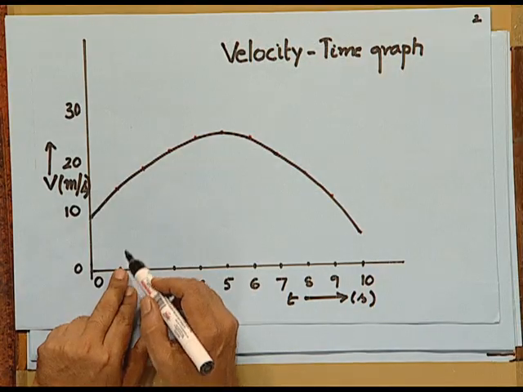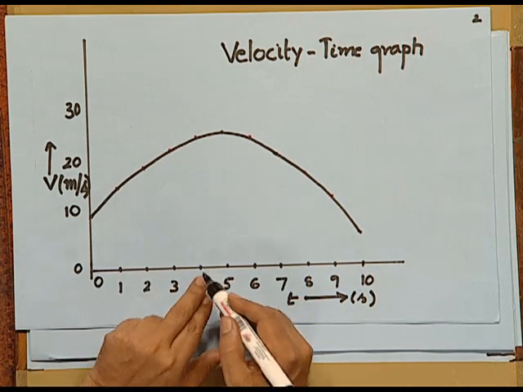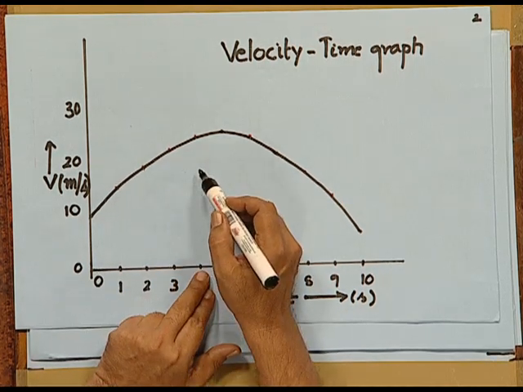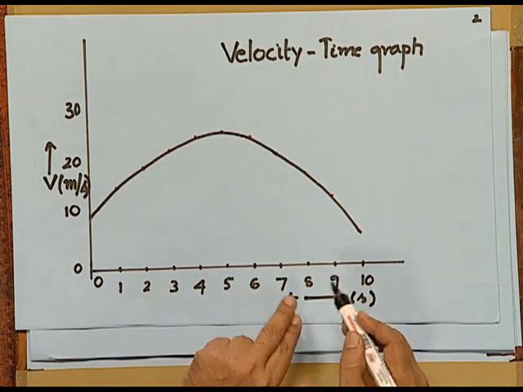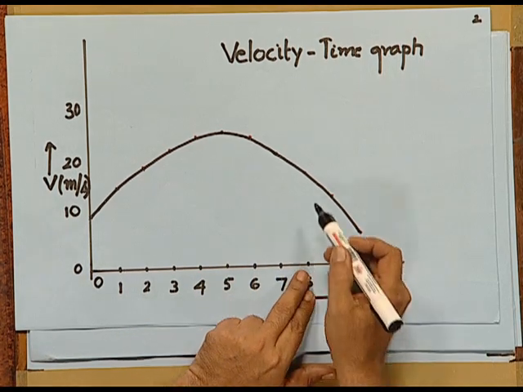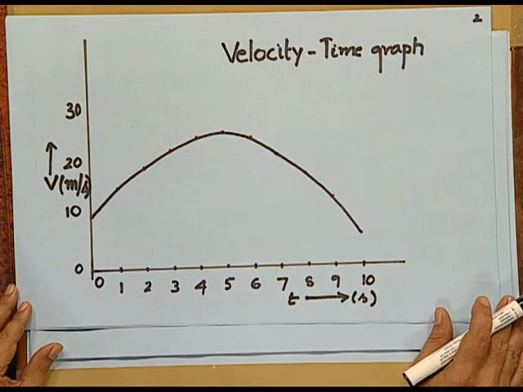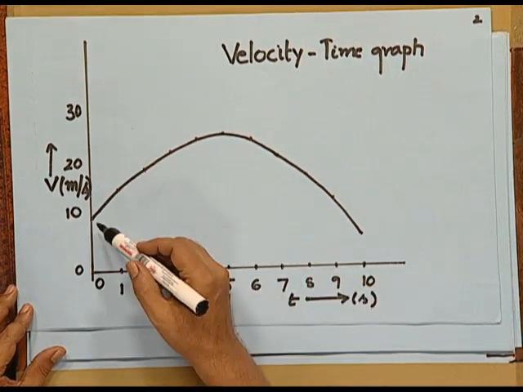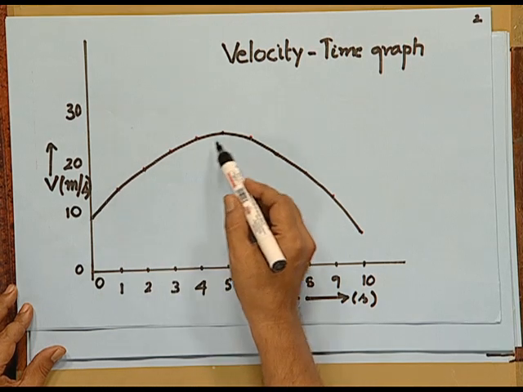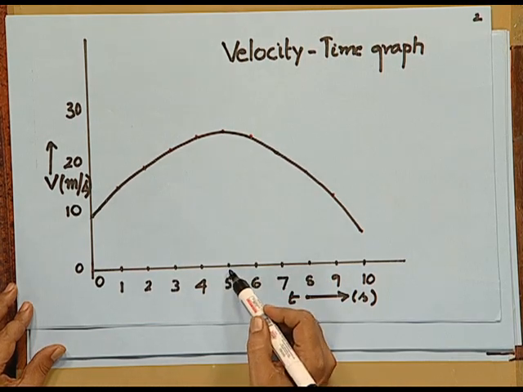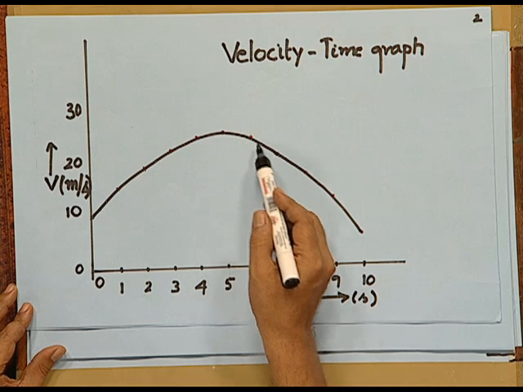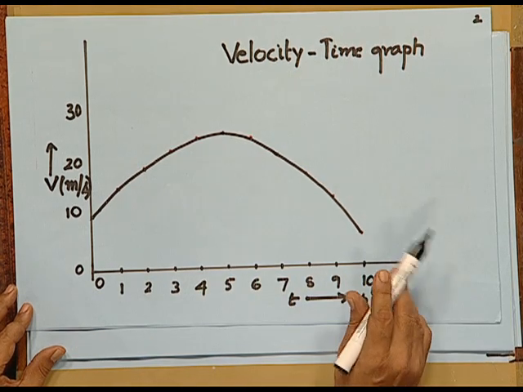Please look at this graph, the velocity-time graph. At t equal to 1 second, the velocity is 15 meters per second. At 4 seconds, it is 23.5 meters per second. At 8 seconds, it is 17 meters per second. The velocity goes on changing with time. The velocity is increasing during a certain interval up to 5. Afterwards, the velocity goes on decreasing.